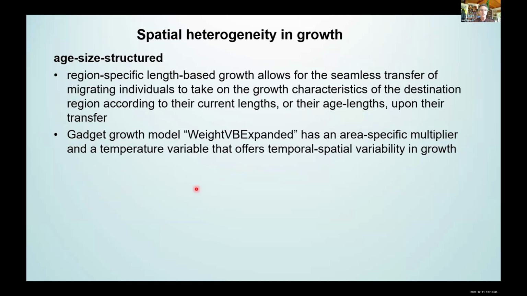Rather, size-structured and age-size-structured models naturally accommodate region-specific length transition matrices. And then to apply those to fish migrating into the destination region in respect of their length, they simply take on the length transition matrix or the region-specific growth rates of the destination region, depending upon the length of the fish when it migrates in. And so Gadget, I know, offers this implementation for temporal and spatial variation in growth.